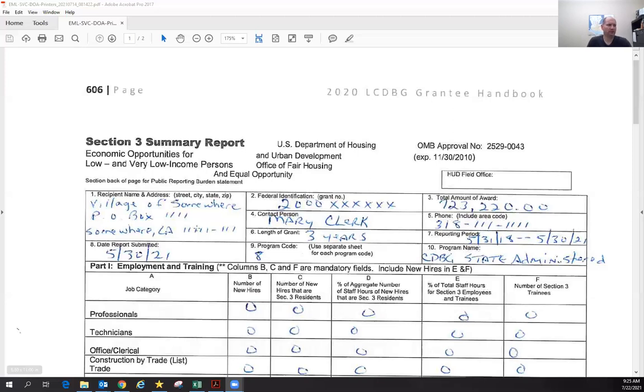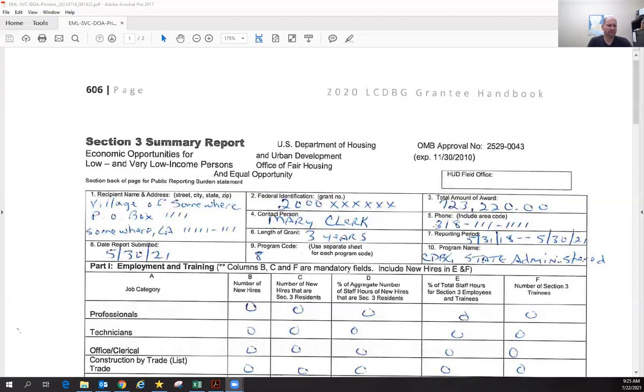As you can see over here in block 1, you're going to put the name of the grantee and the address. In block 2, you're going to put your contract number. In 3, you're going to put the total amount of CDBG money paid or will be paid on with contracts. So any contract money that's paid by CDBG. This is not the amount of the grant award that you were given, but the amount of money that will be spent on contracts using CDBG money.